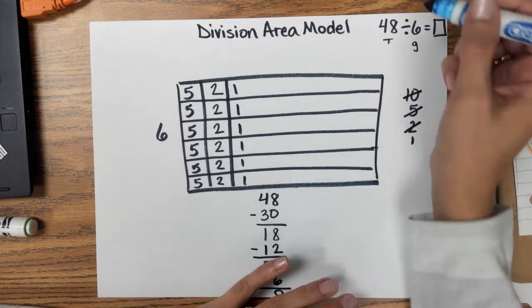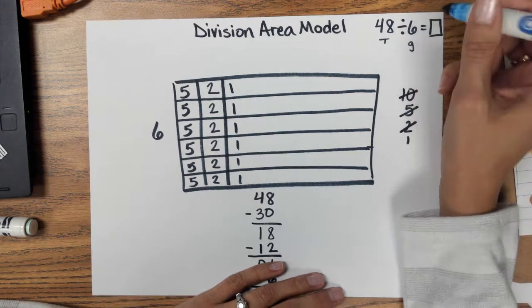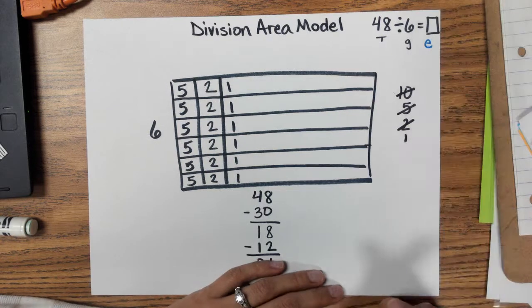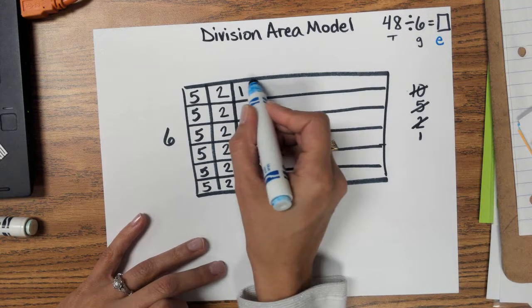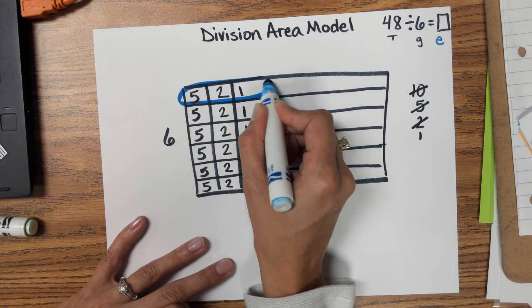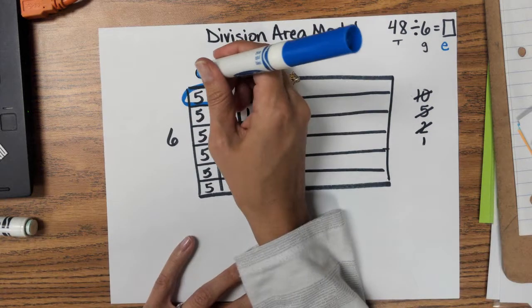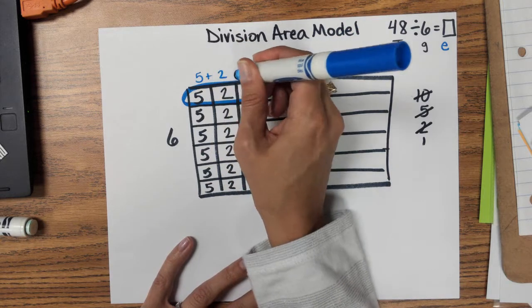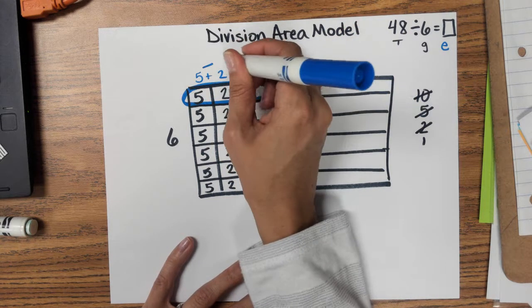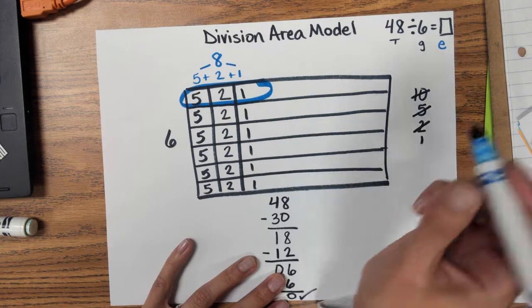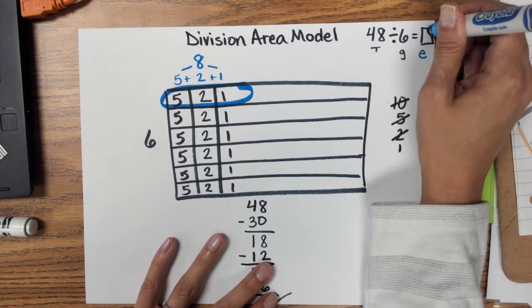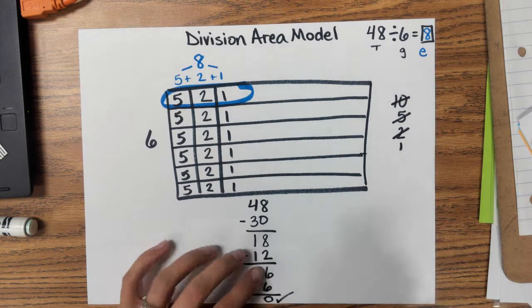So when we divide, if we say this is the total and these are the groups, the thing that is missing is the number in each group. So they are supposed to circle one of the groups, and they're going to add up what is in each group. So you have 5 plus 2 plus 1, which equals 8. So 48 divided by 6 is 8.